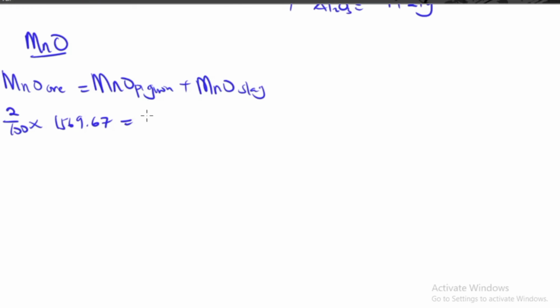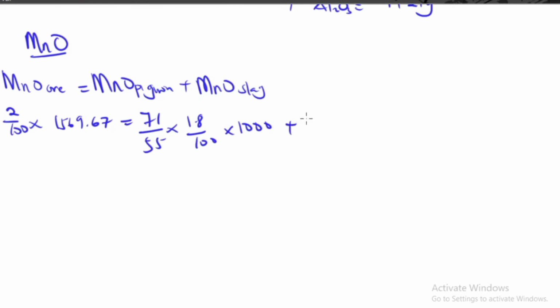So in that case, you're going to use that formula: mass of unknown equals molar mass of unknown over molar mass of known, times the percentage of the known, times the mass of the pig iron. The molar mass of the unknown, manganese oxide, is 71, over the molar mass of the known, manganese, which is 55. Then times the percentage of manganese in the pig iron, 1.8 over 100, then times the mass of the pig iron, which was 1000.